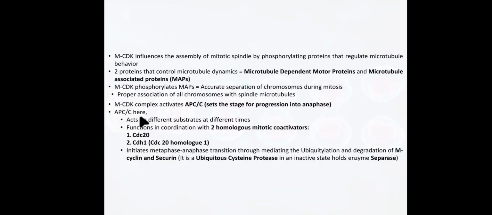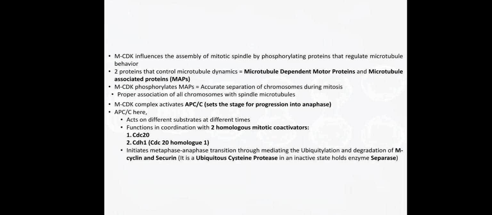So here what does the APC-BARC do? It acts on different substrates at different times. First, its function is in coordination with two homologous mitotic coactivators, that is CDC20 and CDH1. CDC20 homolog 1 is the full form of it. Thus, the M-CDK not only triggers the early mitotic events leading to the metaphase, but also sets the stage for progression into anaphase, we know now. The APC-BARC functions in coordination with two homologous mitotic coactivators as mentioned here, CDC20 and CDH1.